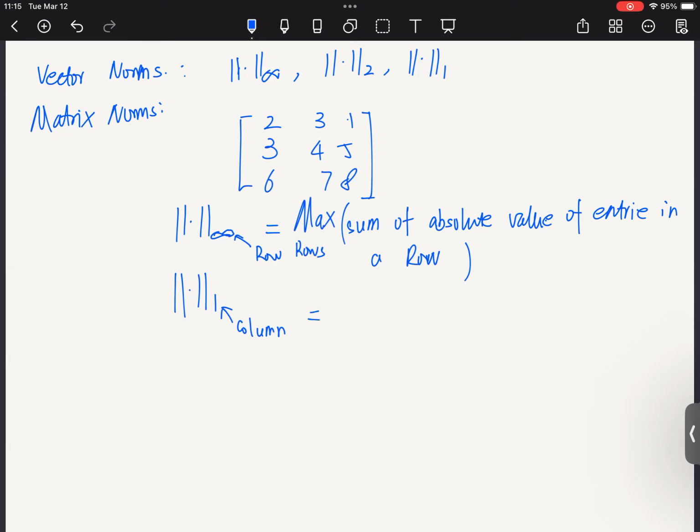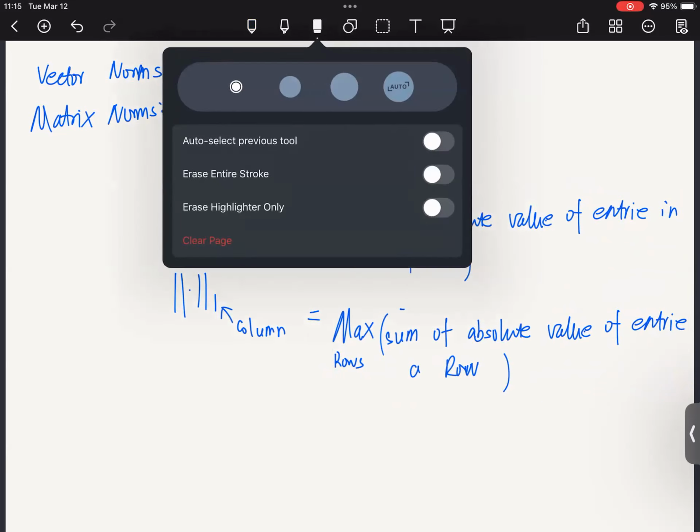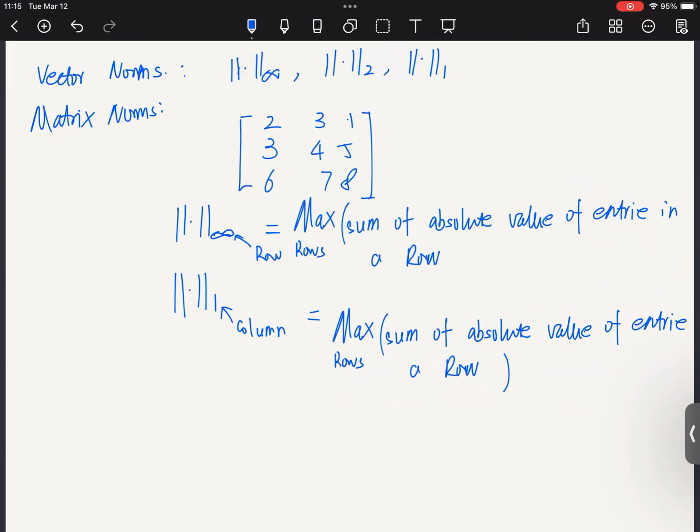Because this symbol is horizontal, that is how I memorize it. You get the sum of the absolute values of the entries in a row, and we have 3 rows here, so you do the sum for the 3 rows, compare all the values, and take the maximum among the rows. For the columns, we do similar things, but here we take the sum of the absolute values of the entries in a column, and then take the maximum among all the columns we have here.